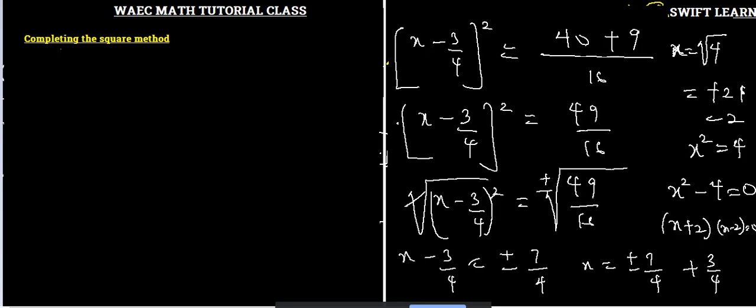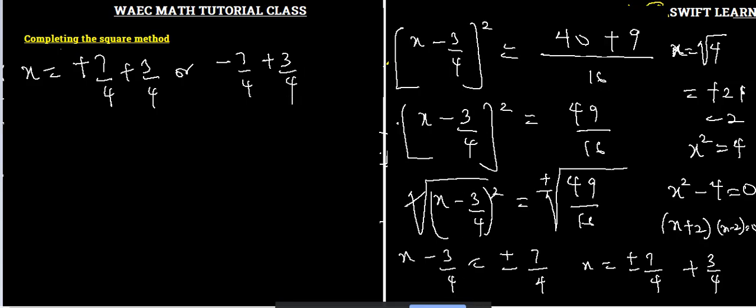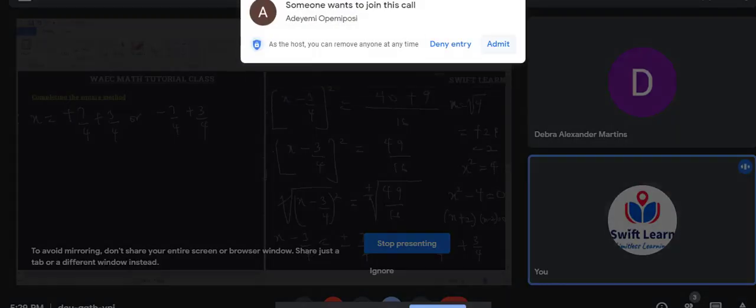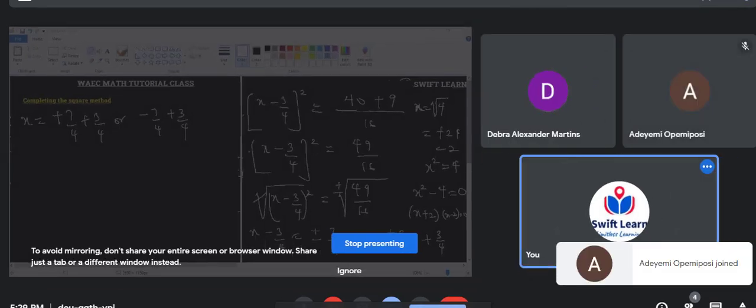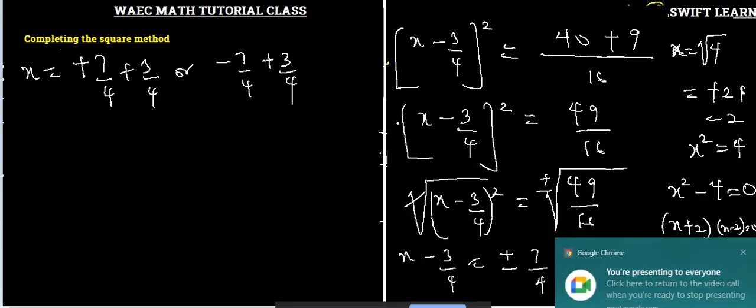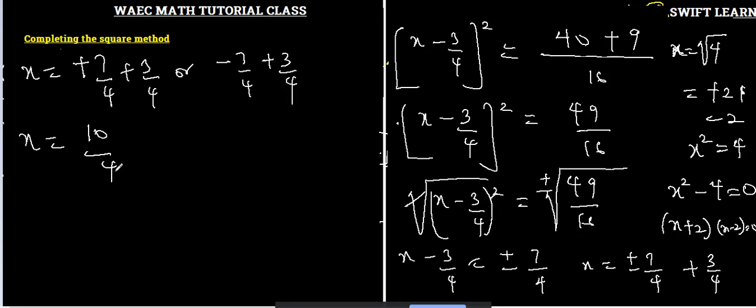Here you have x equals, now this plus or minus is going to be split into 2: plus 7 over 4 plus 3 over 4, or minus 7 over 4 plus 3 over 4. So we are doing the completing the square method already. So x equals 7 plus 3 is 10 over 4. Do you see it now? And minus 7 plus 3 is minus 4.